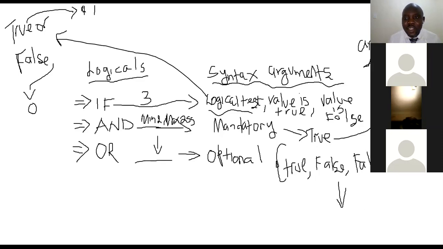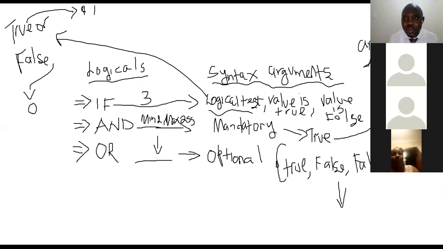Whereas this side, you have the same: true, false, comma, false. Tamara and Funsa, Myra, if you are using an OR function, you have true, false, false. What would be the result?